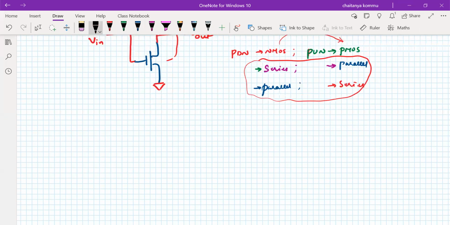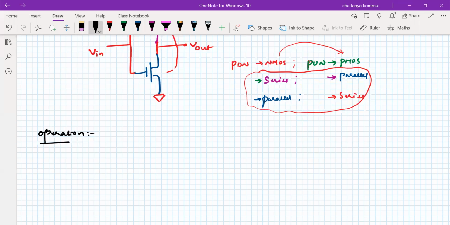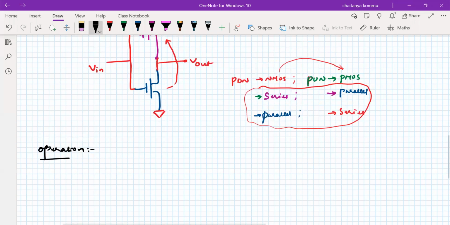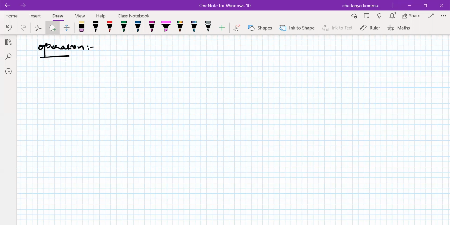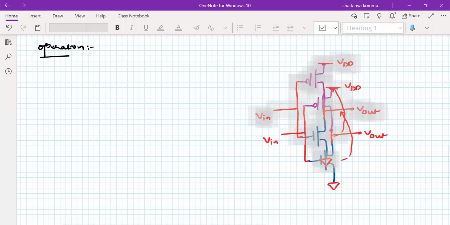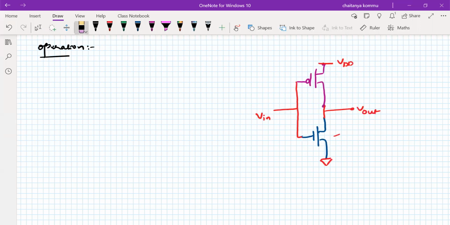What is its operation? That means what happens when some input voltage is applied. Let us consider the points here and do the same analysis. Let us consider when Vn is equal to 0, or logic 0. What will happen? When Vn is equal to 0, what is happening to this one?